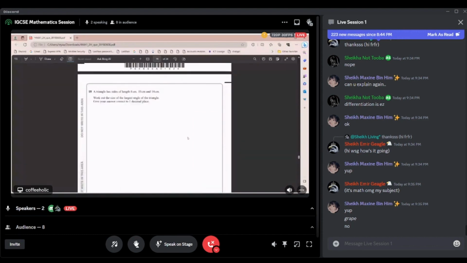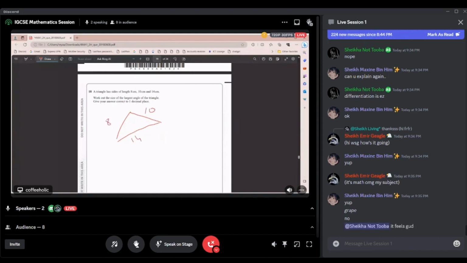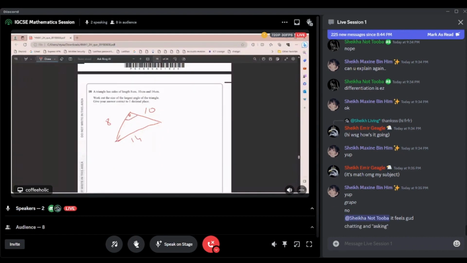A triangle has sides of length 8 centimeters, 10 centimeters and 14 centimeters. What is the size of the largest angle of the triangle? First of all, we draw a rough sketch. 8, 10, 14 are the sides that are given. For this one, you just use the cosine rule, because you have to remember that the largest angle is always the one opposite the largest side, which is 14.